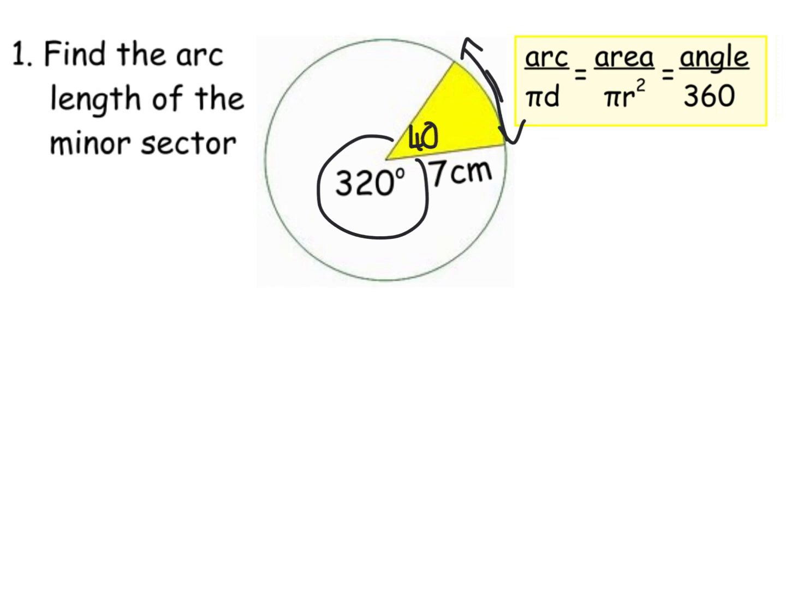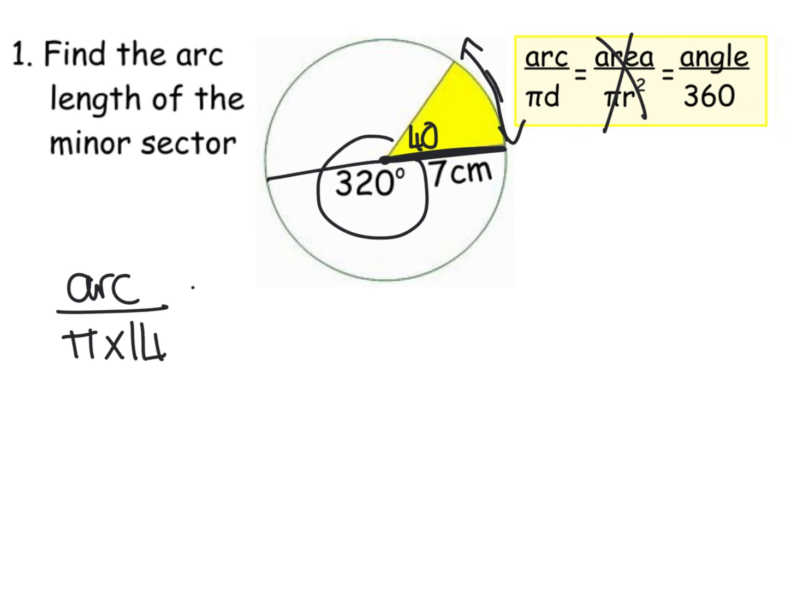Now I'm going to use a little formula. I am not using the area and pi r squared bit, so I'm going to plug in. I want my arc, so I put arc over pi d. Now d stands for diameter, and the radius of this circle is 7, because this is the centre, so the full diameter would be 14. So pi times 14 equals my angle of 40 degrees over 360.